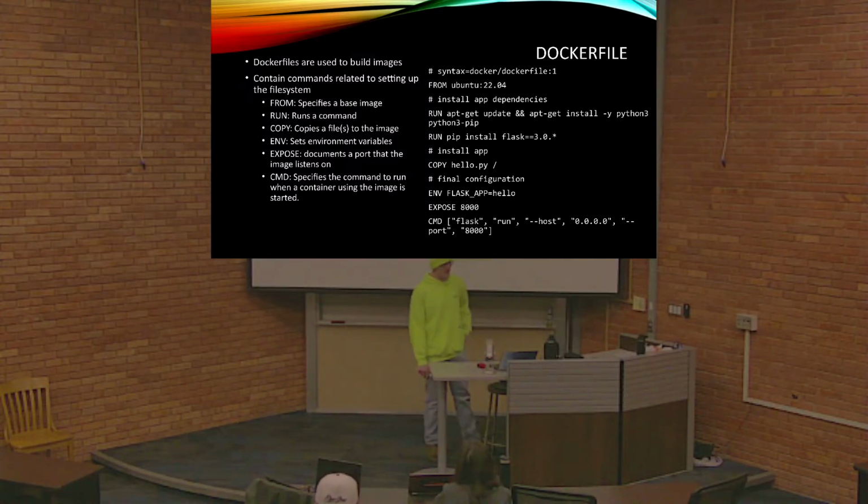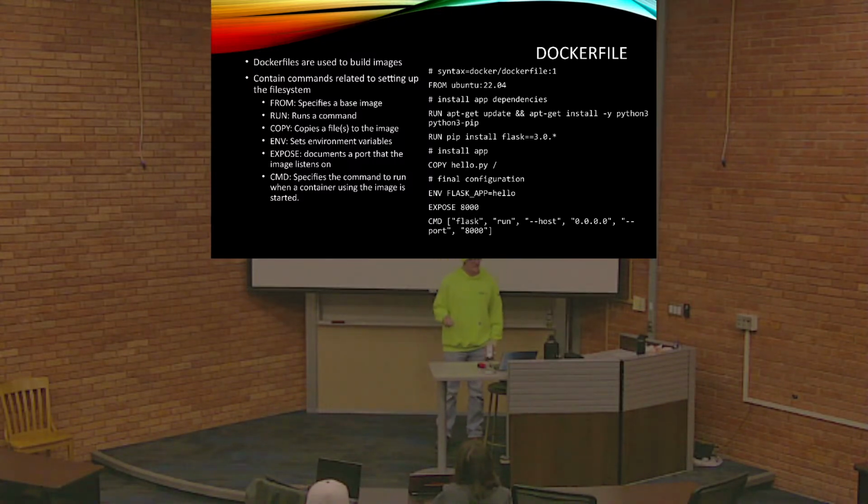Regardless, Docker files. You use Docker files to build images specifically, not containers. They contain commands related to setting up the file system. The most common of these is FROM, which specifies a base image. Essentially, whenever you run docker build with your Docker file, that FROM directive, usually at the very top of the file, is going to tell Docker which image it needs to pull to actually do stuff in.